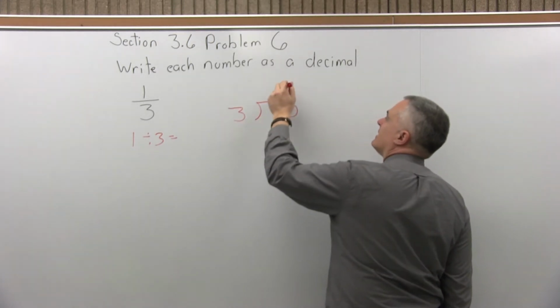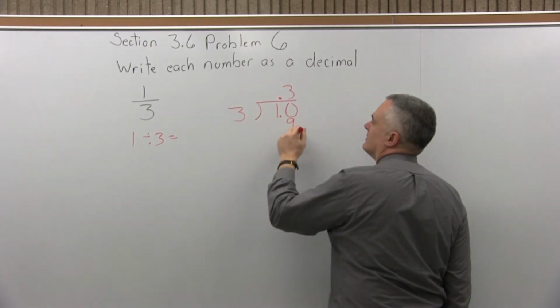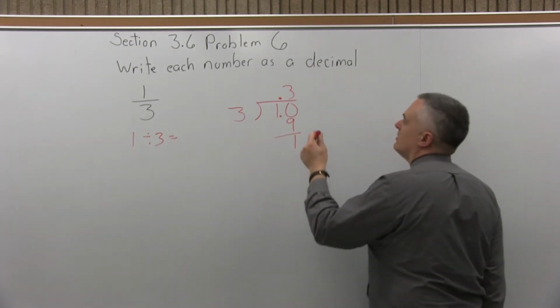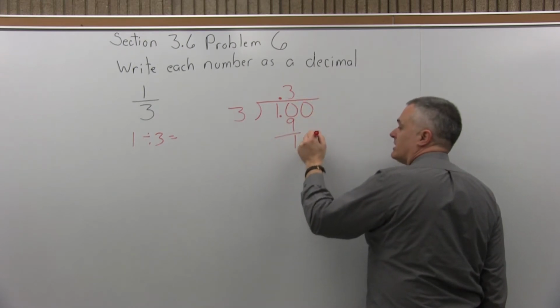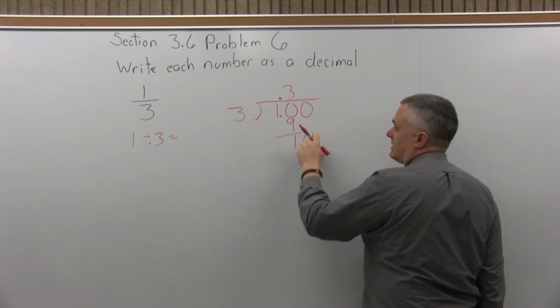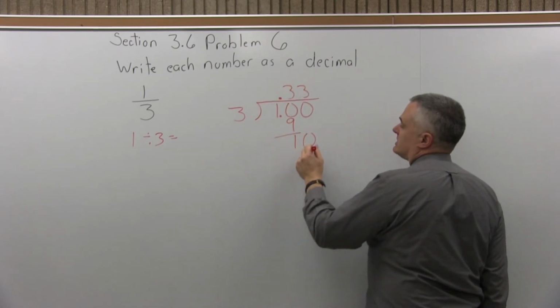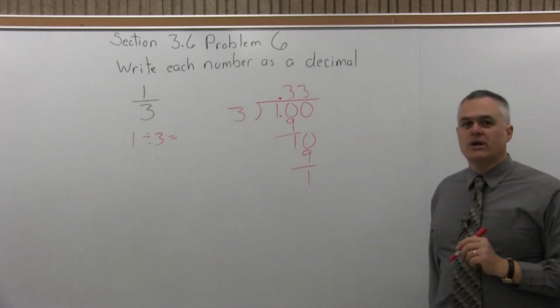Well, 3 divides into 10 3 times. So 3 times 3 is 9. 10 minus 9 is 1. So it didn't fit in evenly. So I can just add another 0 to that. Bring that 0 down, put it next to the 1. So it's 3 into 10 again. Well, 3 goes into 10 3 times. 3 times 3 is 9. And 10 minus 9, I'm going to get a remainder of 1.